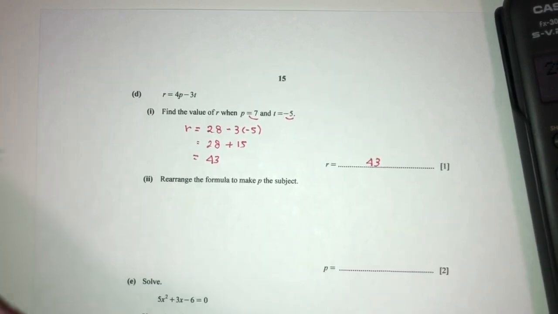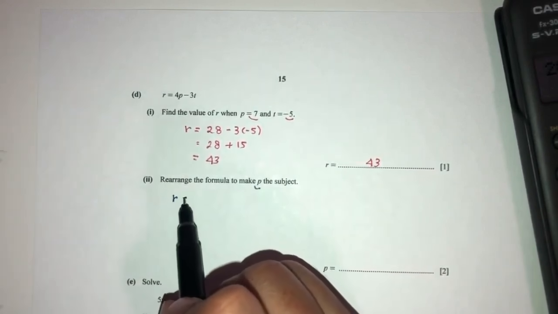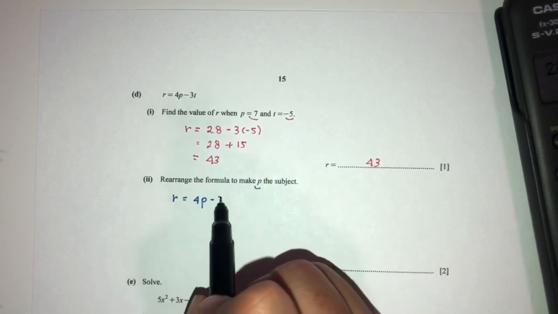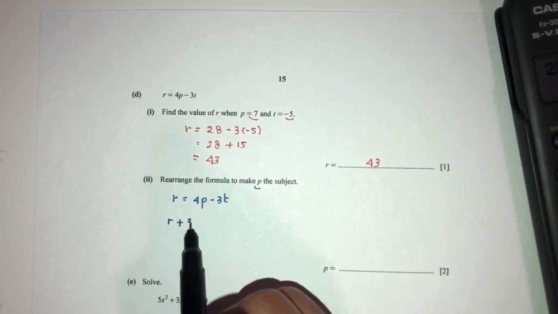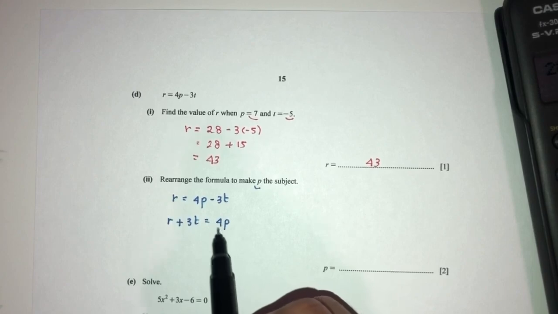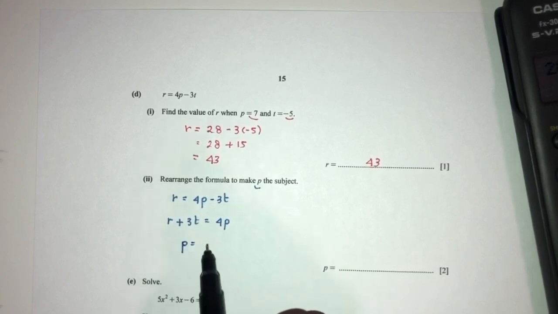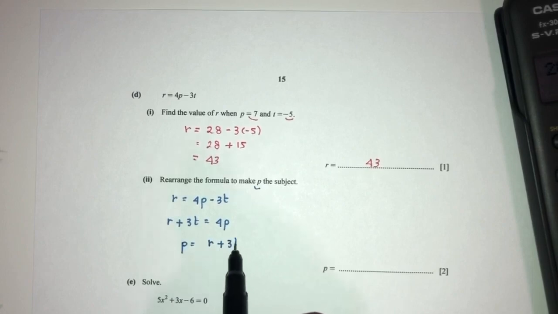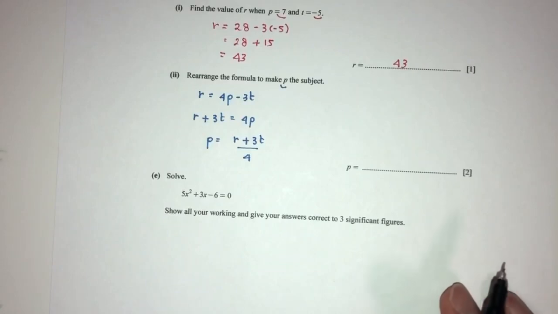Now obviously rearrange the formula to make p the subject. So here r is equal to 4p minus 3t. We send this over here, becomes r plus 3t equal to 4p. Now to remove the 4 here, we have to divide by 4 everywhere. Becomes p equals r plus 3t, all divided by 4, right? Now p is the subject.